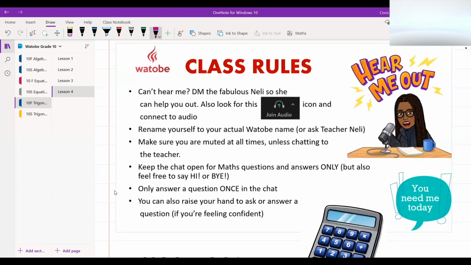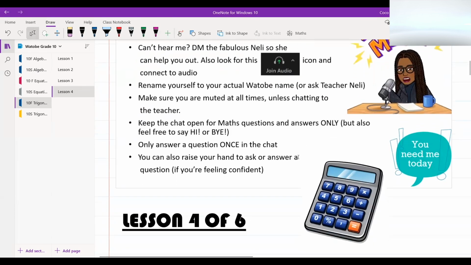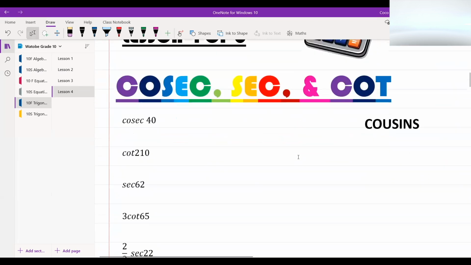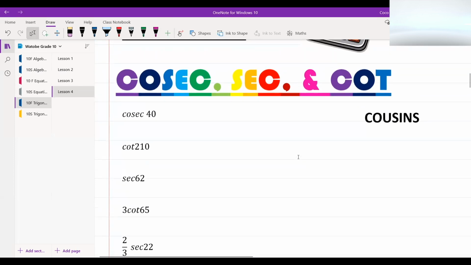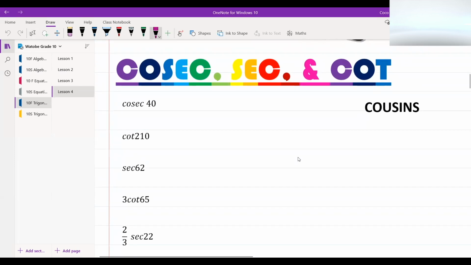All right. Okay, we're going to get started on some new work today. We're going to quickly talk about the cousins. Who remembers who the cousins are? Cosec, sec, and cot are the cousins of sine, cos, and tan. Who remembers? Oh, Zudine remembers. Do you want to unmute and tell us what they are, or just pop them in the chat?